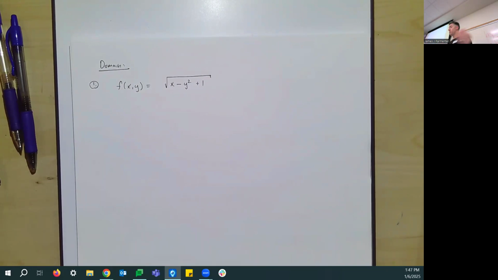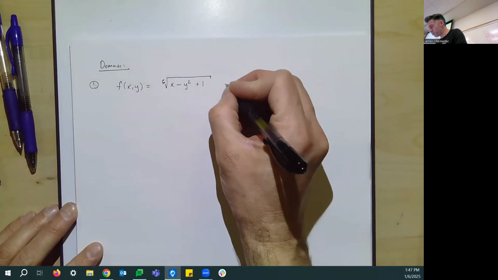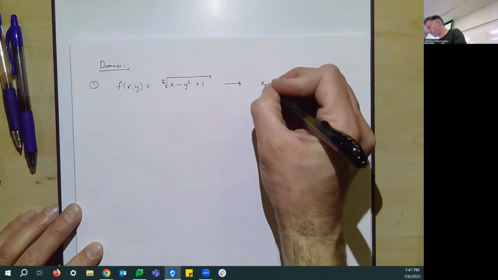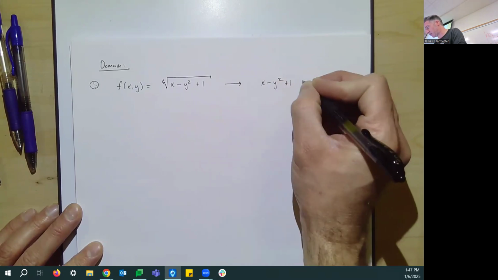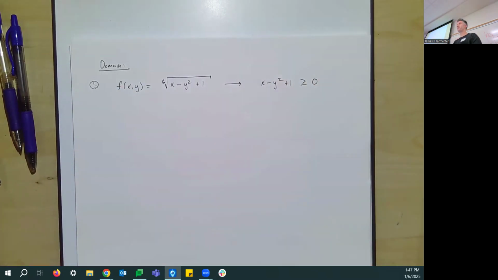If you've got a square root or a 6th root of some stuff, as long as it's an even root, we know we have to have non-negative values underneath the root. Right? You can't take the square root of a negative number and get a real result. I will point out later on in this class, we will have imaginary eigenvalues popping up. So square roots of negative numbers are going to come back, but we don't really think about them when there's domain involved. So here we'd say that the inside stuff, x minus y squared plus 1, has to be greater than or equal to 0.